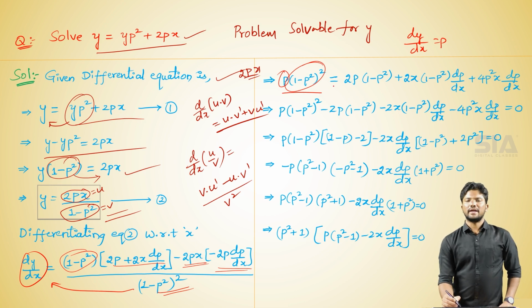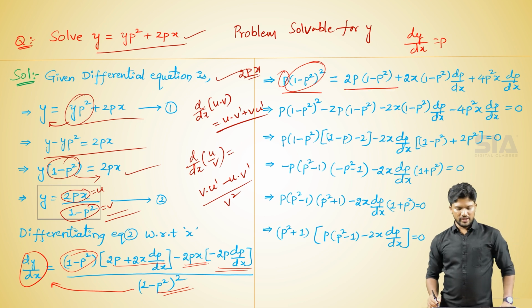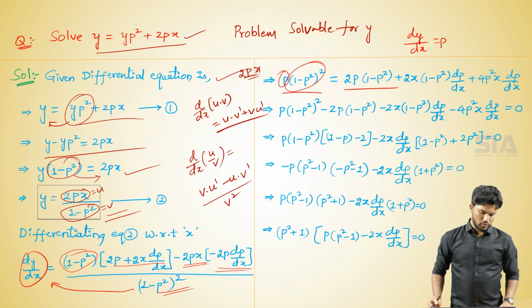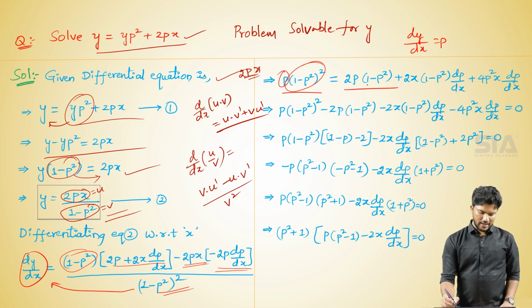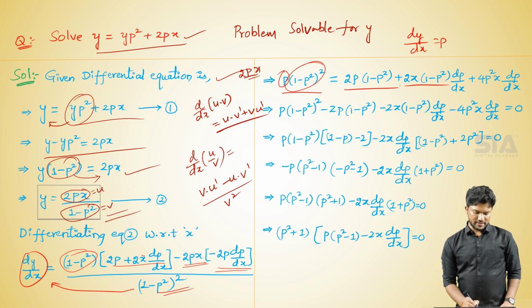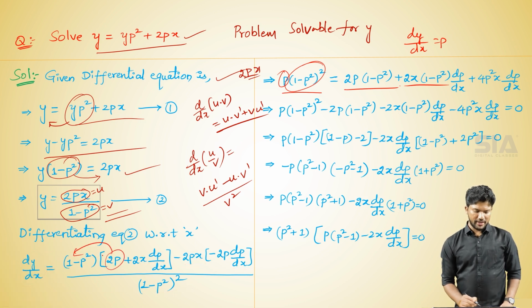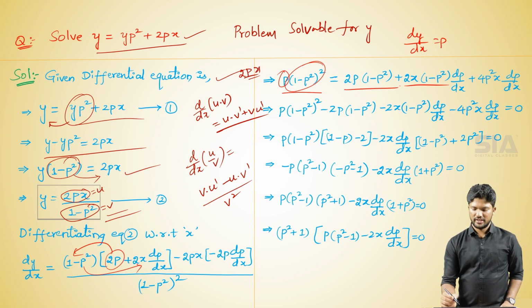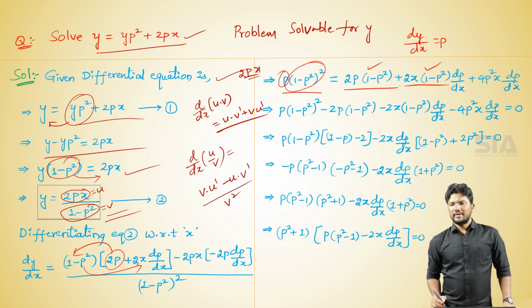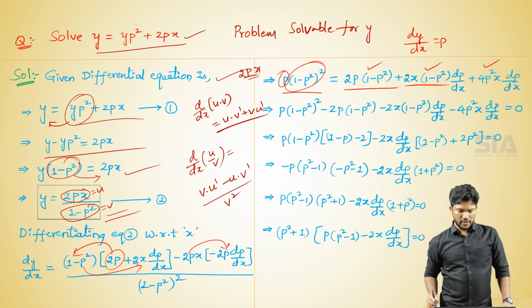So p into 1 minus p square whole square is equal to, wherever you have dy by dx, substitute p: 2 into p into 1 minus p square plus 2 into x into dp by dx. Therefore you have to multiply 1 minus p square with 2p and multiply 1 minus p square with the second term. So 1 minus p square into 2p plus 2x into 1 minus p square dp by dx. Next, multiplying minus into minus gives plus 2 into 2, that is 4p into p square, 4p square x into dp by dx.